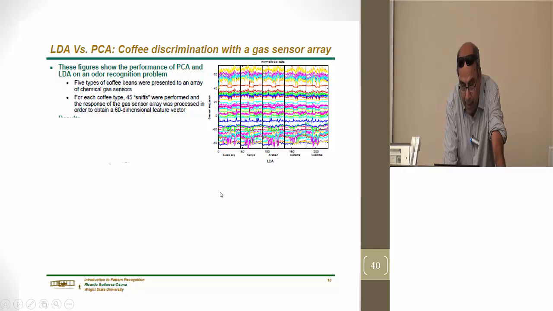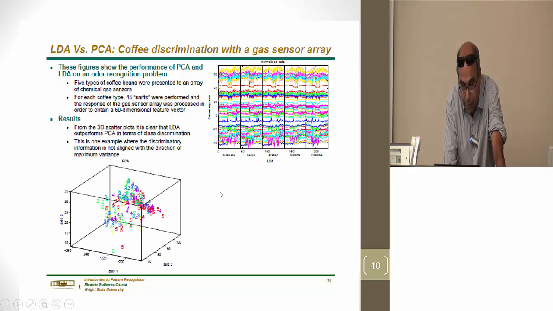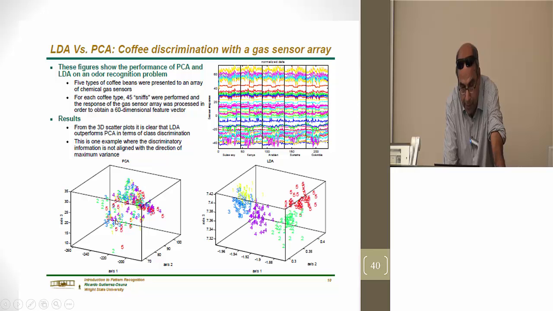Okay, and so if you use PCA, it will map these different coffee beans, different types like this, and it's very difficult to separate them. And if you do LDA, it will separate them pretty well. So it's a good example of use of LDA as compared to PCA.